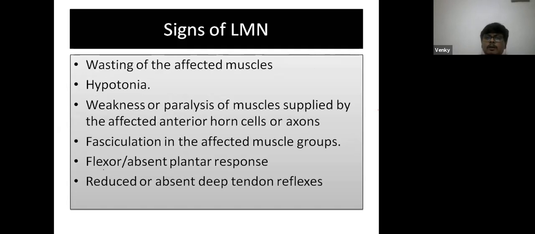Coming to the lower motor neuron lesion, the affected muscle gets wasted, and hypotonia or flaccidity will be seen. Then the weakness will be localized to the anterior horn cell, the radicle or root, or the peripheral nerve. So fasciculation, flexor plantar, and the deep tendon reflexes will be absent, except in neuromuscular junction disorder and muscle disease.